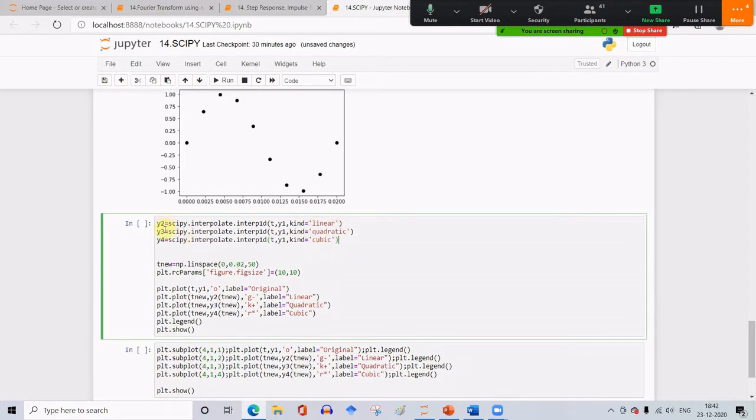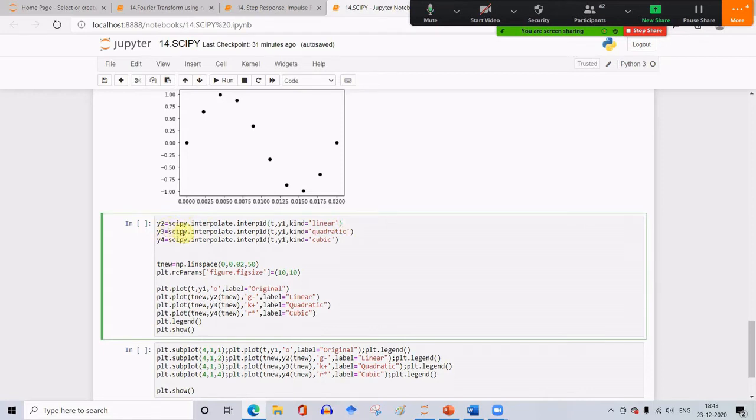I'll designate the three curves that I get after interpolation as y2, y3 and y4. So y2 is scipy.interpolate. This is the subpackage I'm using, and in that subpackage I'm using the function interp1d, that is one dimensional interpolation, because this is a one dimensional figure between the x and y axis of the original signal, t comma y1. And the kind of interpolation is kind equal to linear. Kind gives the type of method that I want to use for y2.